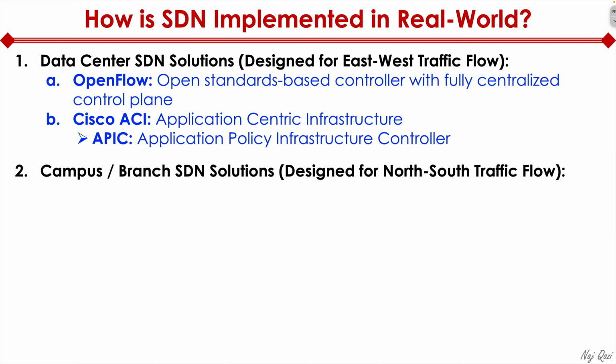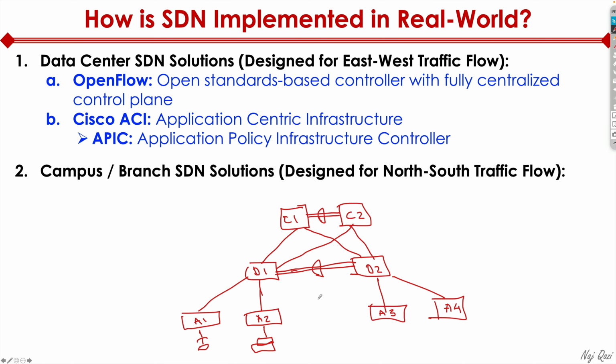The next big SDN solution is the campus or branch SDN solution, and this is designed for north-south traffic flow. Now, let me explain what that means. So as you can see, in a typical campus network, you have a 3-tier design. You've got the access, you've got the distribution, you've got the core, as you're seeing here.